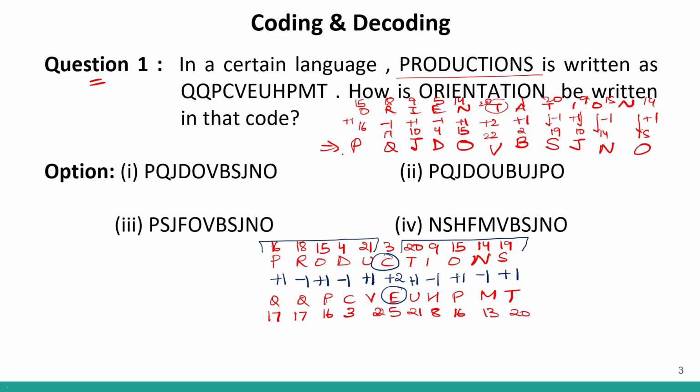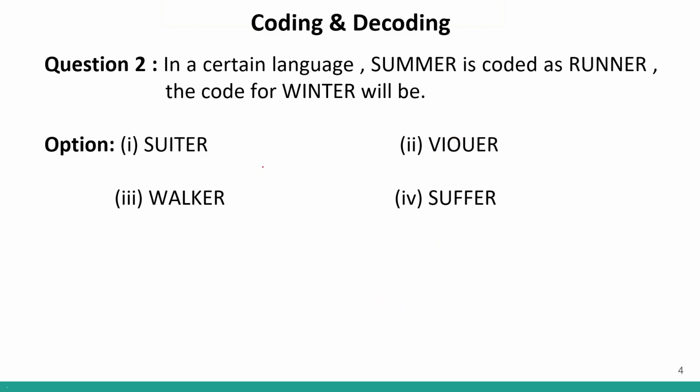So this is given in which option? P Q J D O V B S J N O. This is given in option number 1. So option number 1 will be the correct answer to this question. Okay? Option number 1 will be your answer. Moving on to question number 2.